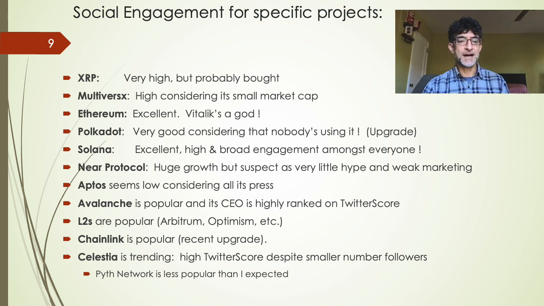What else? L2s are very popular too, and they're in the news lately. Chainlink and the other oracle called Pyth are also very popular. And of course, Celestia, everyone's talking about Celestia because data availability is also very important. So this is an example of how Celestia is doing a good job getting its word out there, because Near Protocol also has data availability, but nobody knows about it. And I mentioned Pyth Network. Oh, I didn't realize I said here it's less popular than I expected. It seems popular because they're all over YouTube.